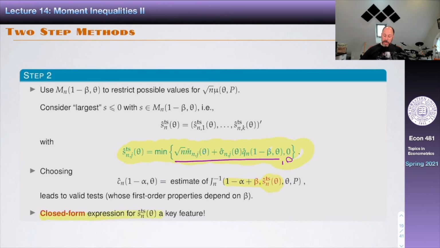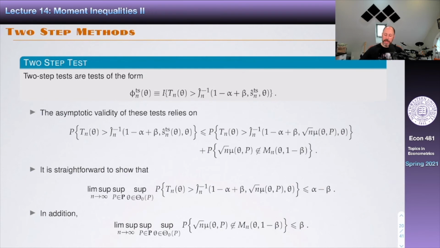And this has a closed expression for the function S, which is a key feature that makes this method really computationally tractable. Okay? So, definition: the two-step method is a test that rejects whenever the test statistic is greater than the critical value that uses this selection function and uses level 1 minus alpha plus beta.